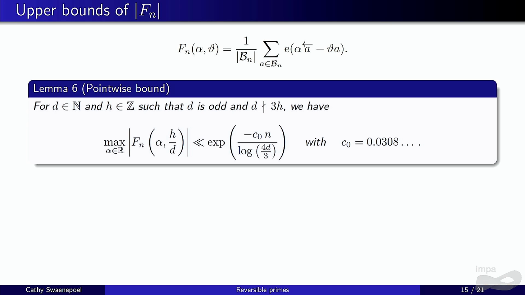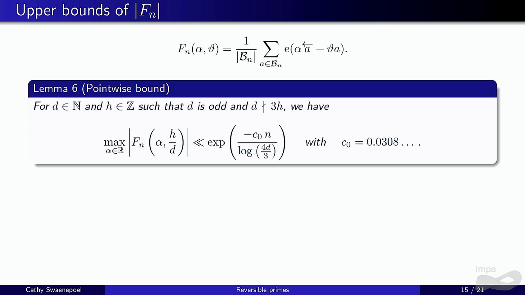First bound: this can be seen as a pointwise bound. One of the two arguments is of the form h over d, with some natural conditions on h over d. For instance, we don't want it to be equal to 0. We prove that for any alpha, this is at most this quantity, which depends on n, the index here, and on the denominator d. I should say that the trivial bound for this quantity is 1. So if the denominator d is small, perfect. This says that this quantity is small.